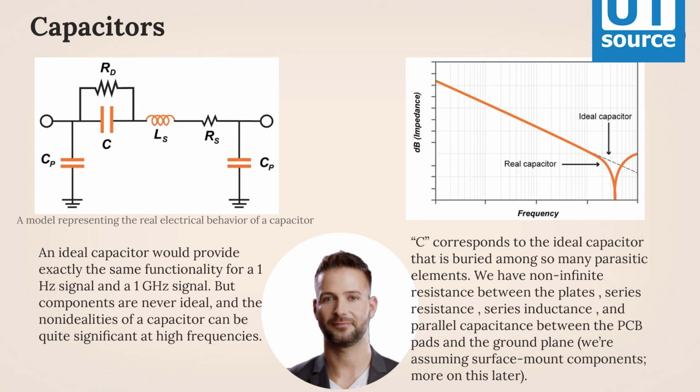More on this later. The most significant non-ideality when we're working with high-frequency signals is the inductance. We expect the impedance of a capacitor to endlessly decrease as frequency increases, but the presence of the parasitic inductance causes the impedance to dip down at the self-resonant frequency and then begin to increase.